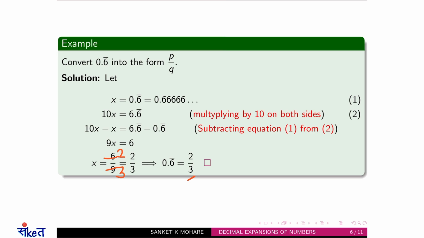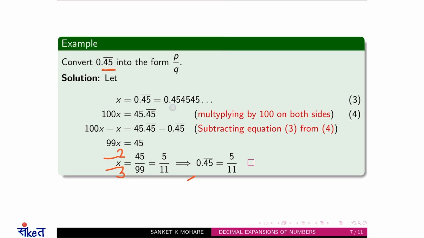Let's have another example. Convert 0.45 bar into the form of p by q. Let's have the solution. Let x equal to 0.45 bar. Here a block of 2 digits, that is 4 and 5, is repeating. Since 2 digits are repeating, we have to multiply by 10 square on both sides of equation 3. So 10 square, that is 100. 100 into x, 100x. After multiplying 0.45 bar by 100, the decimal will shift towards the right by 2 places. Call this equation 4.